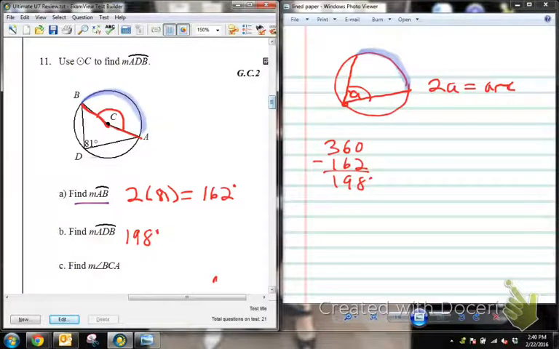And we got that arc before. Remember that arc was 162 degrees. And remember that with the central angle, it's exactly the same as that arc. So we don't have to change it at all. It's just going to be 162 degrees.